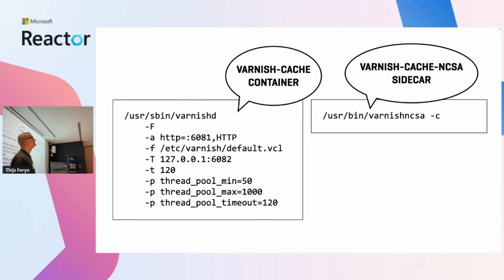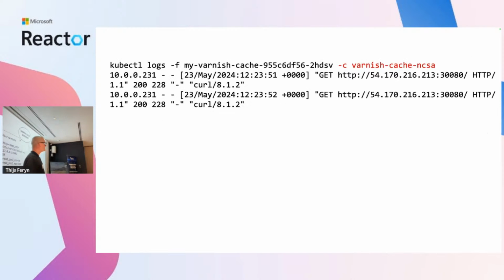But of course, if you want to see logging, that's where the sidecar comes in. We have this binary called varnishncsa, and NCSA is actually the format that most web servers use. This is an NCSA format. So you could actually do kubectl logs, contact that container, and see all the traffic come through.